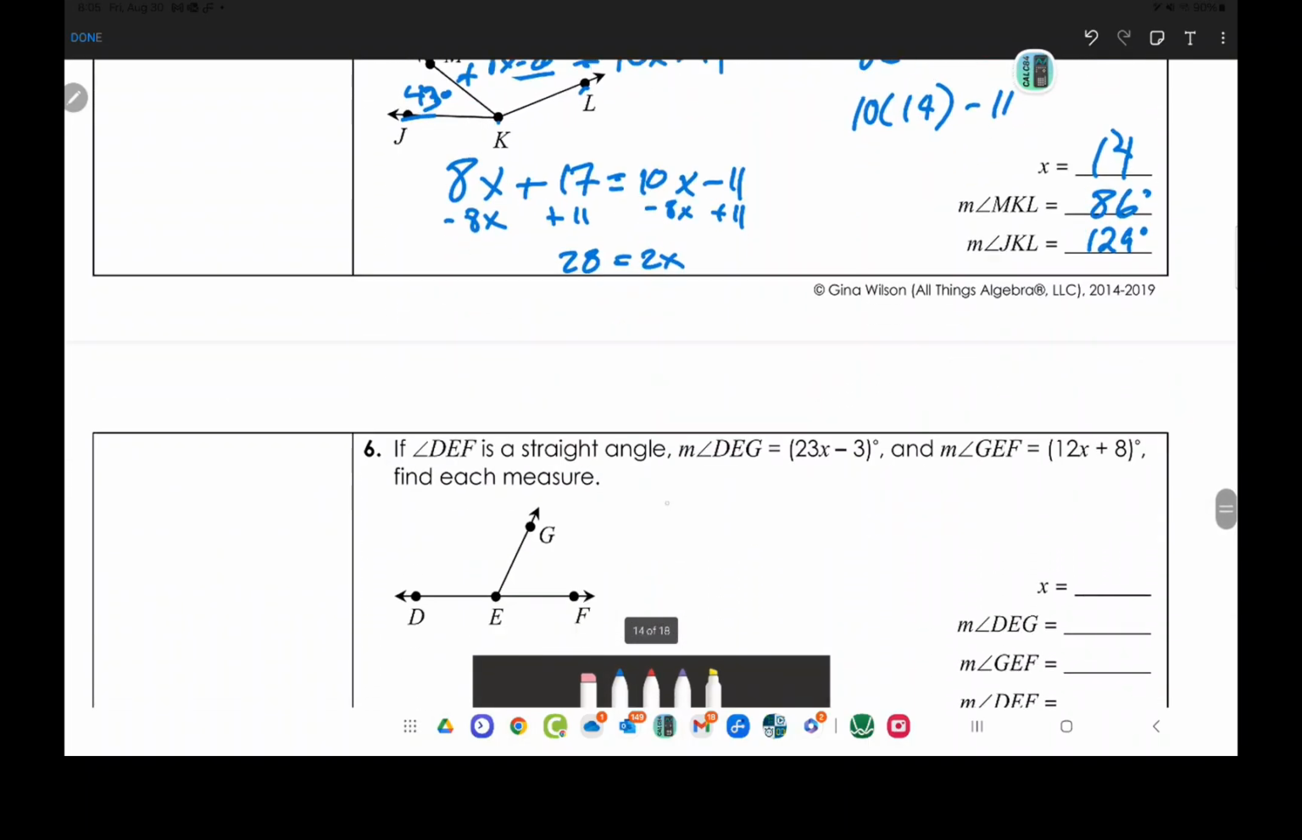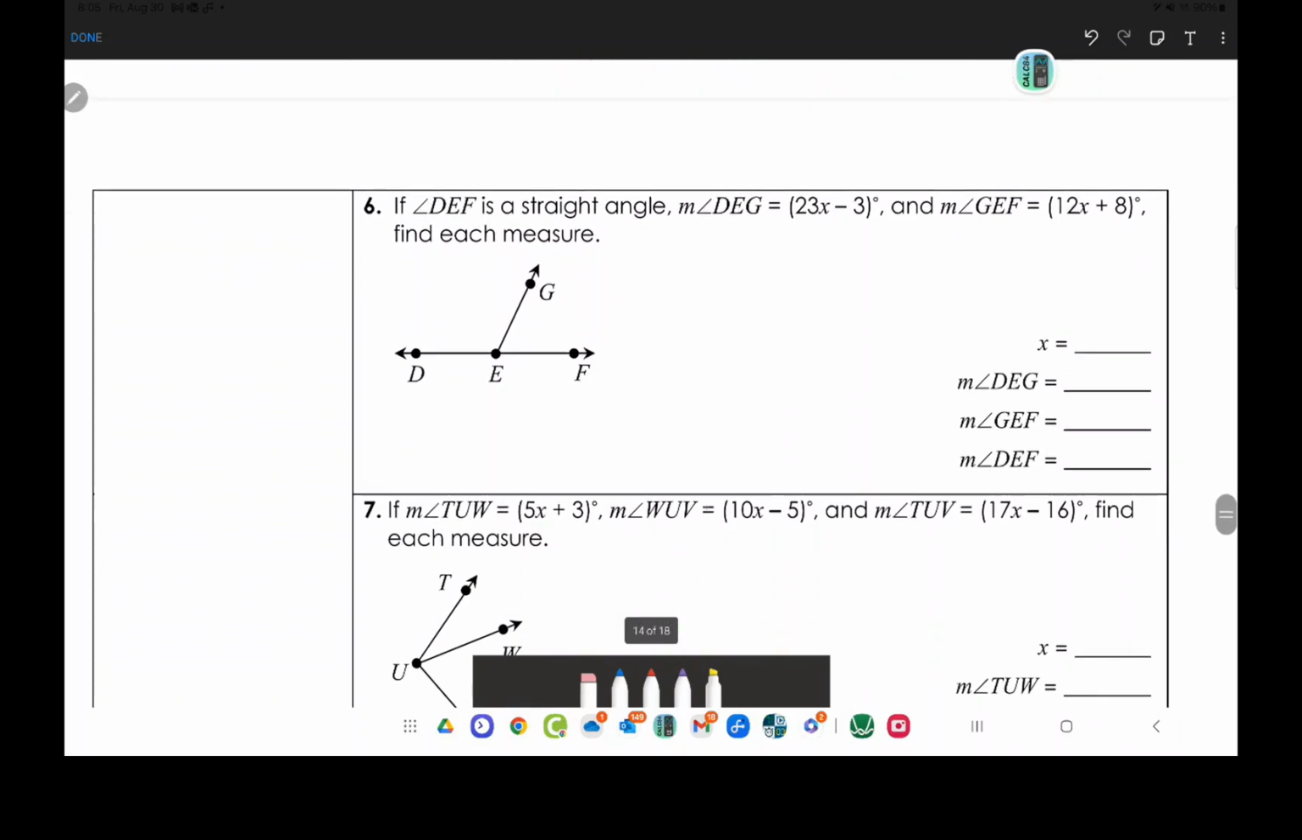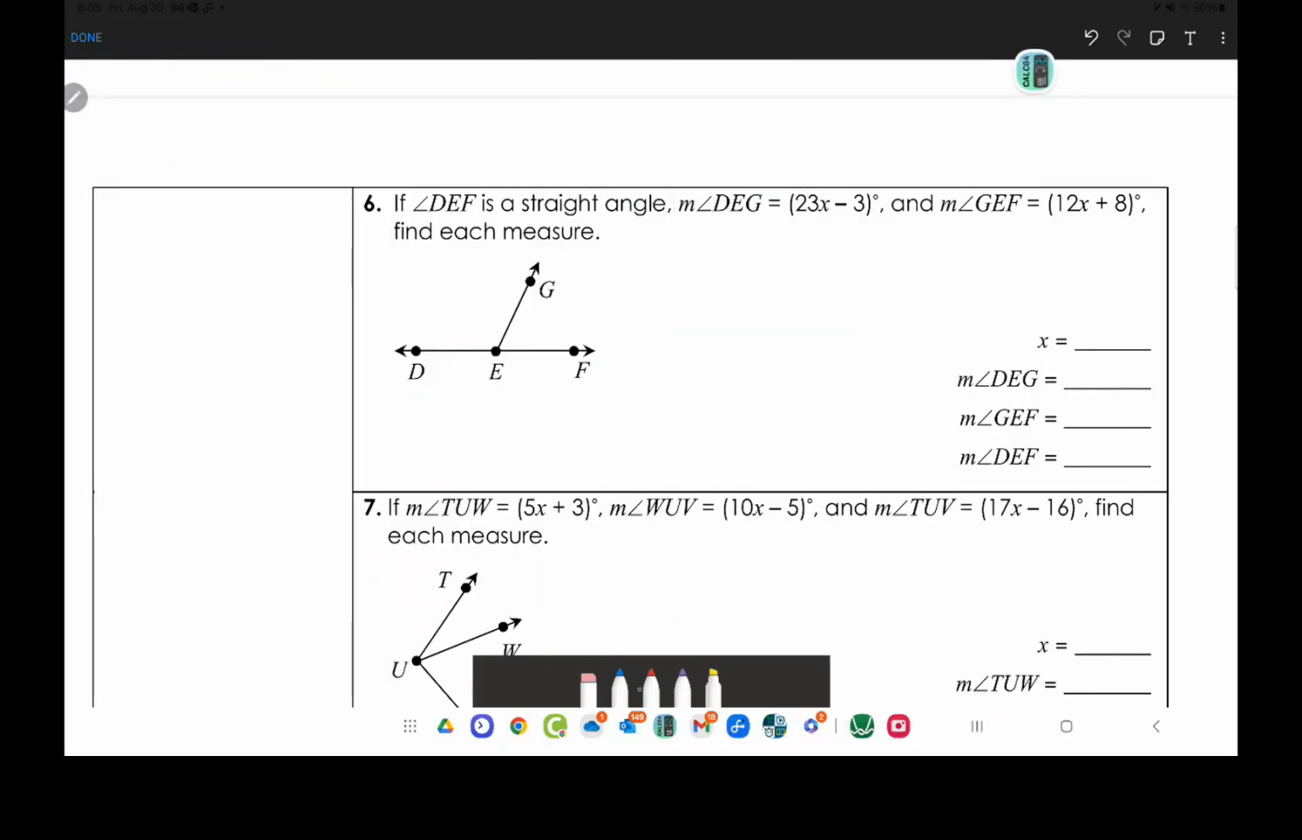All right, next page. Last page. Okay, finish.